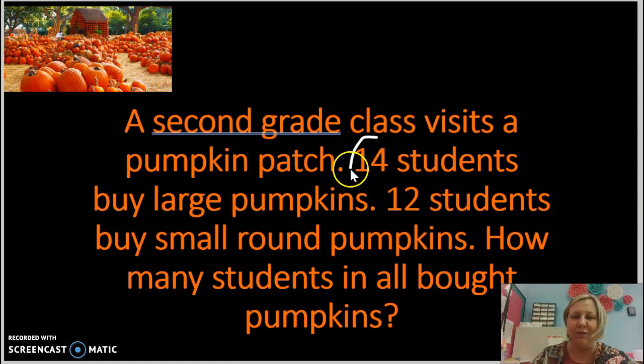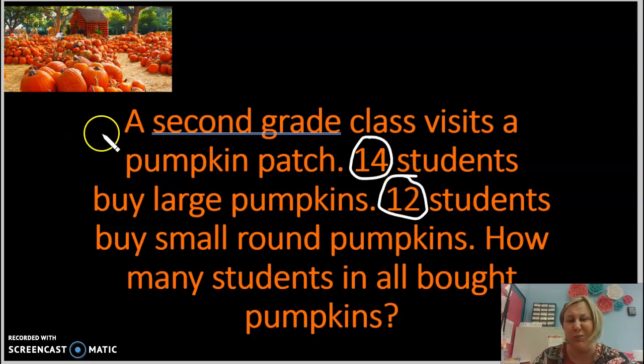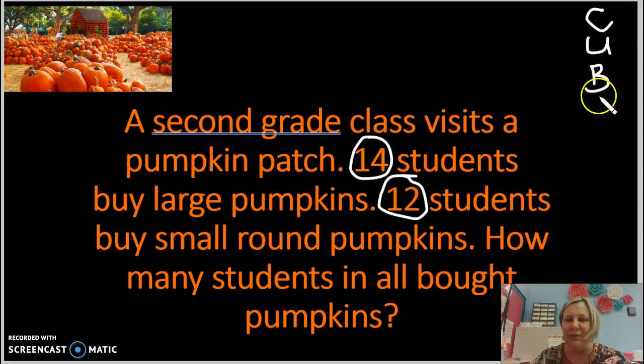So I see the number 14 and I see the number 12. Now I have to be careful because sometimes they write the numbers in word forms. So I need to reread the whole thing to make sure that I get all the numbers. A second grade class visits a pumpkin patch. 14 students buy large pumpkins, 12 students buy small round pumpkins. How many students in all bought pumpkins? Yay, I circled my numbers. I'm going to go ahead and write CUBES over here just to help me remember.